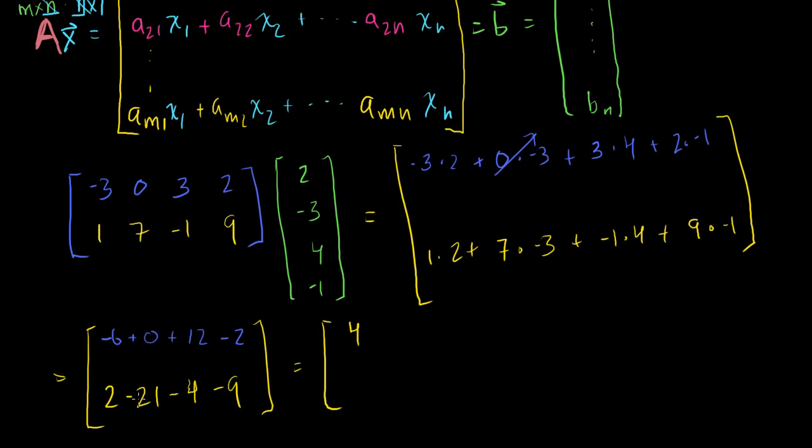I want to make sure I get the math right here. Minus 19 minus 4 is minus 23, minus 9 is minus 32. So that's my product right there.